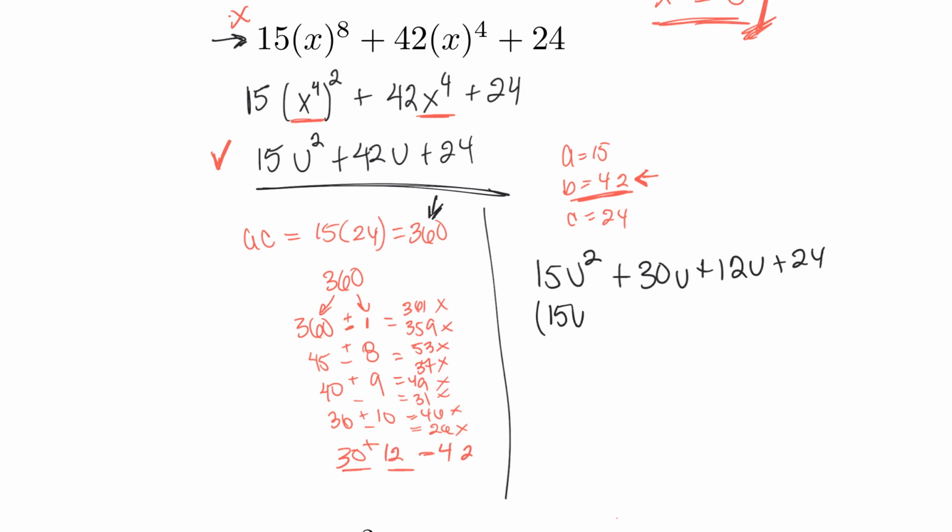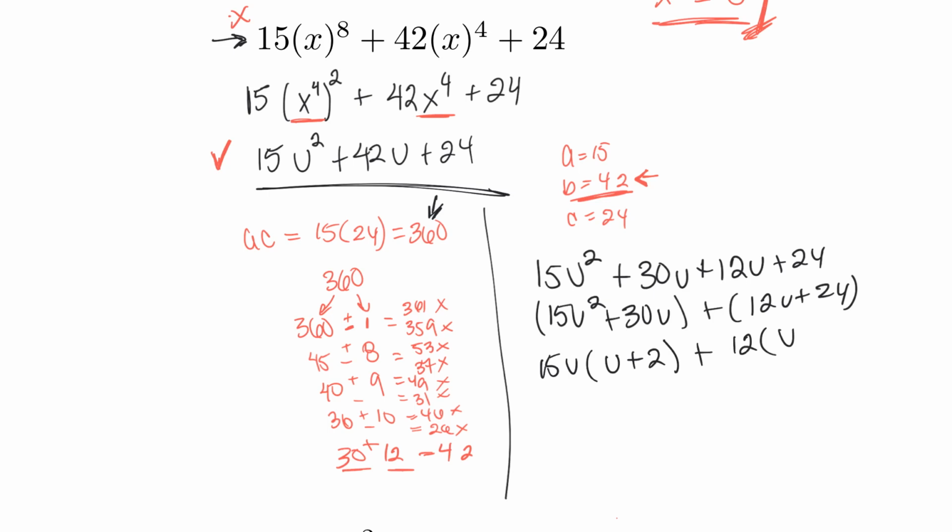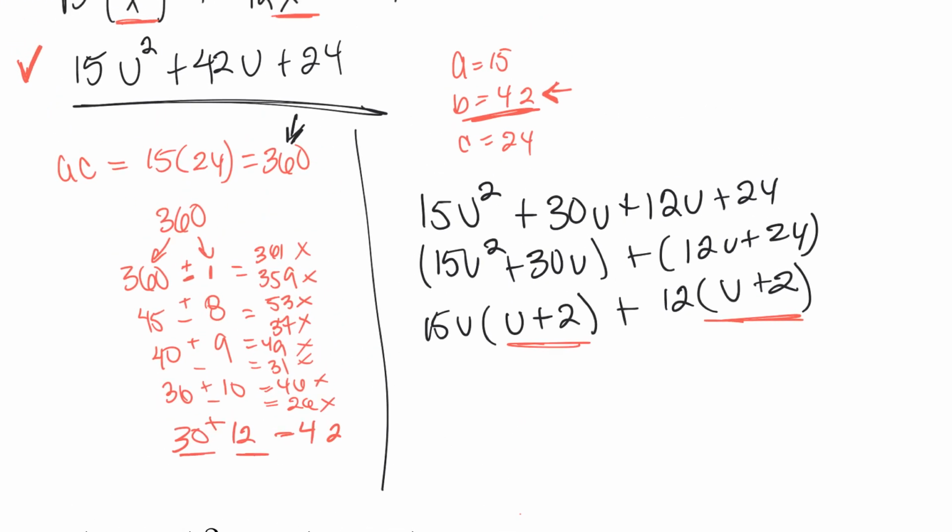We have 15u plus 30u plus 12u plus 24. Now we get the greatest common factor. Here will be 15u that multiplies by u plus 2, and here will be 12 that multiplies by u plus 2. And now we see we have two common factors here, and now we apply the greatest common factor again. We have u plus 2, and then whatever is not common, which is 15u plus 12.